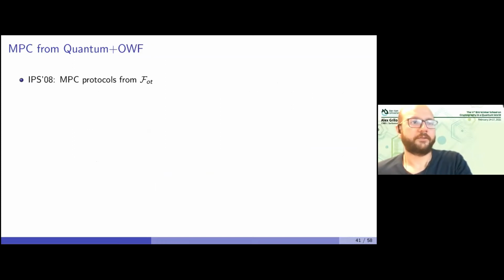Okay, so let me quickly say how to get, or at least the results that allow us to get, multi-party computation from quantum plus one-way functions. The starting point is this protocol by IPS, where they show that MPC protocols can be built from the ideal functionality, so an ideal OT functionality.